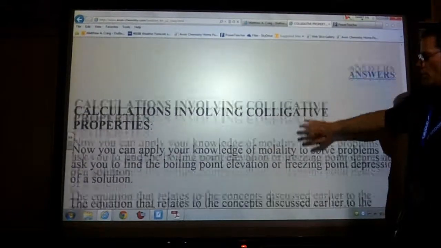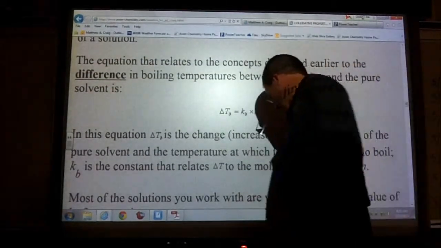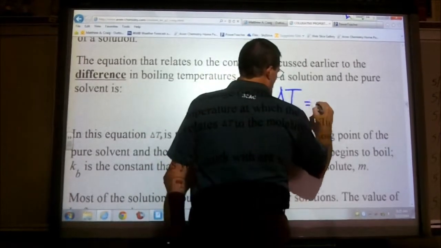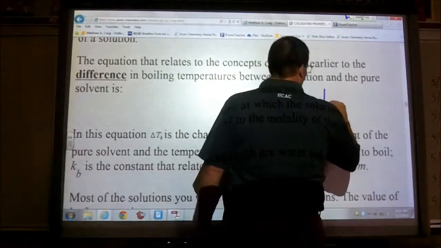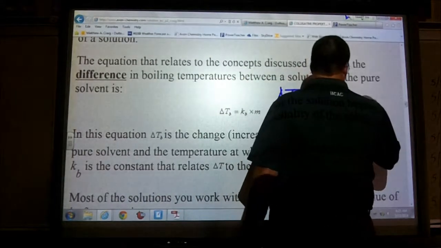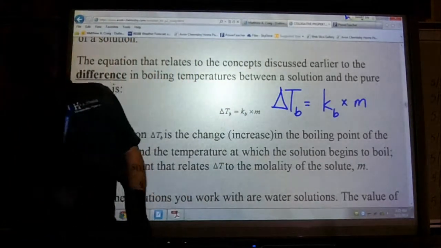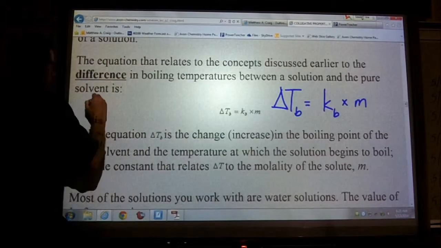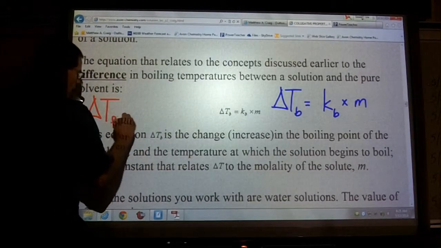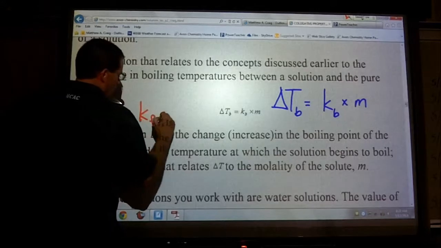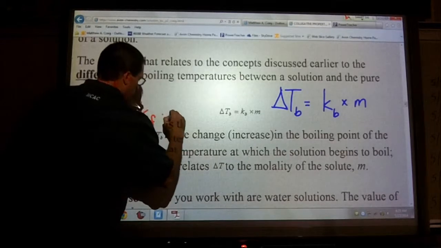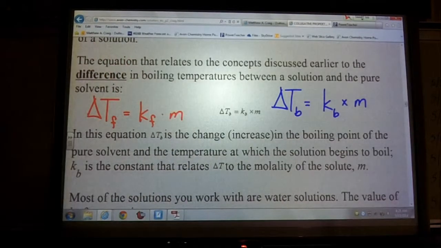Okay. So we're going to be working with 2 equations, and we have delta T sub B. I wonder what that means, sub B. And we have a constant K_B times little m. So you have one of the equations that looks like that. The other one looks like this, where it's delta T sub F, and it's K sub F times m.